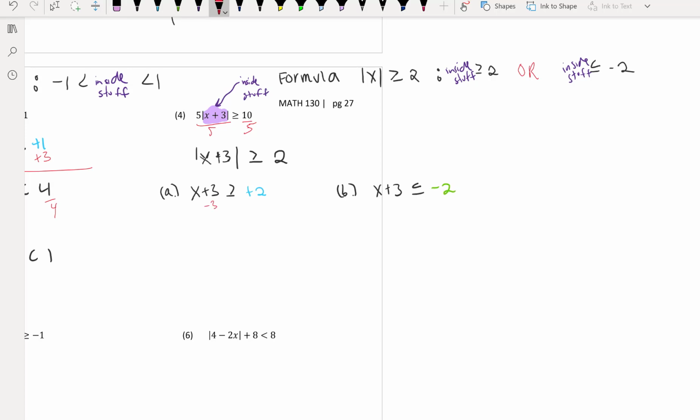So I'm going to subtract 3 from both sides, so the x is greater than or equal to a negative 1. And over on this side, I will subtract 3 from both sides, so the x is less than or equal to a negative 5. And remember that this has an or. So the or represents union, which represents everything.